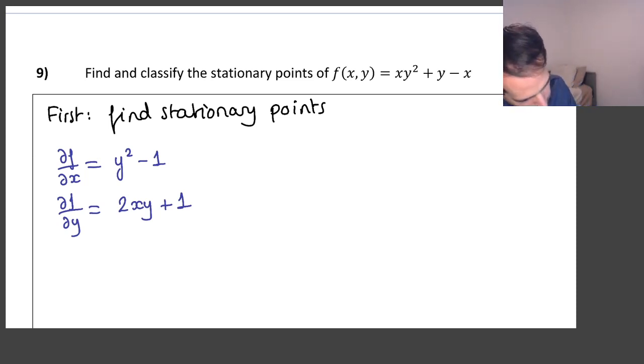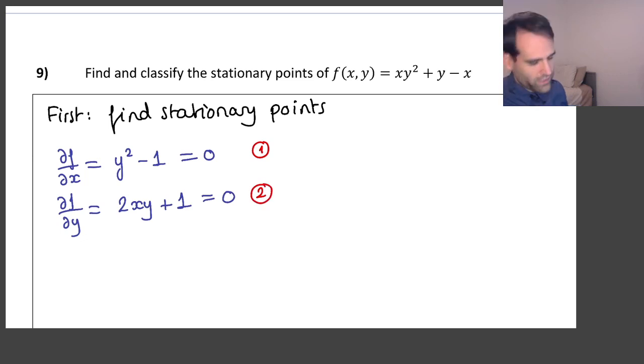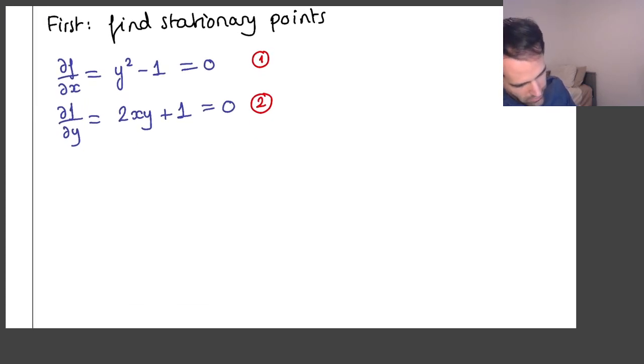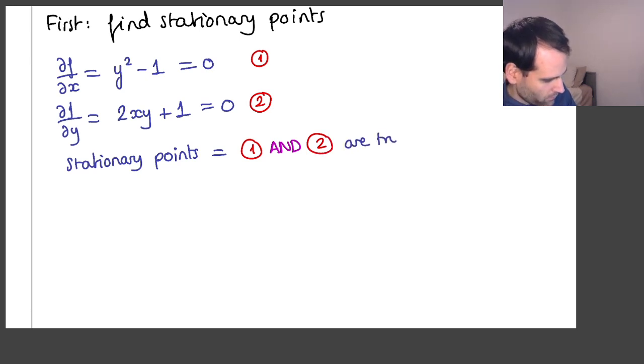We need to equate both of them to 0. Now we need to find the solutions to these two equations simultaneously. That is very important. So let's call the two conditions 1 and 2, and let's try to find when both 1 and 2 are true. The stationary points are when 1 and 2 are true simultaneously. So we need to solve them simultaneously.